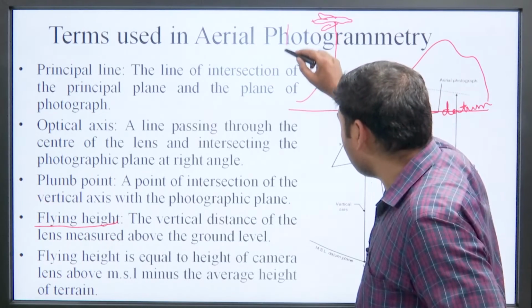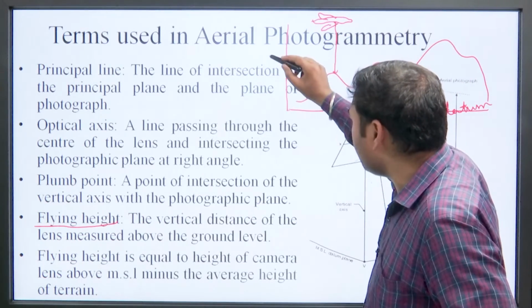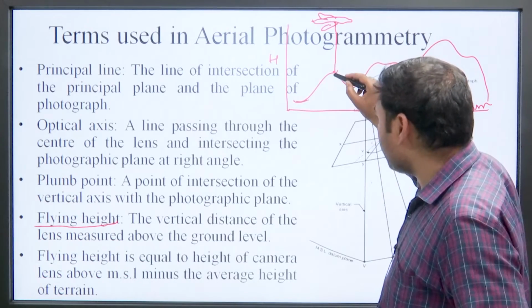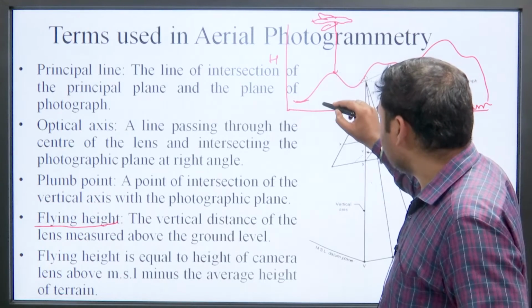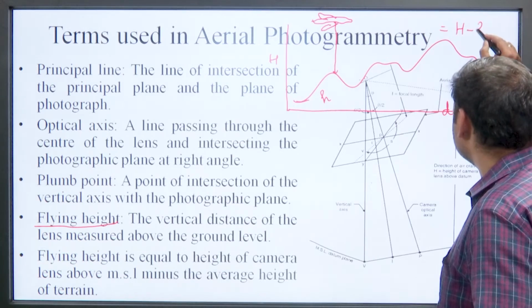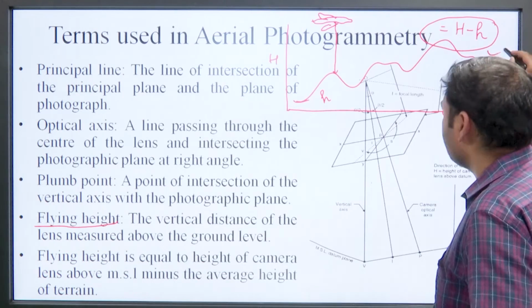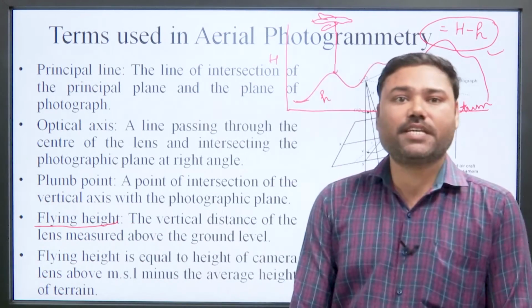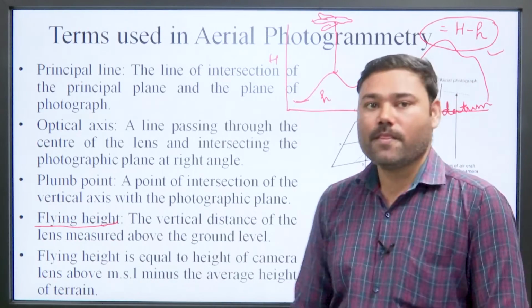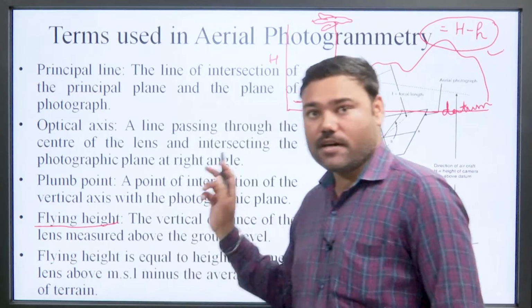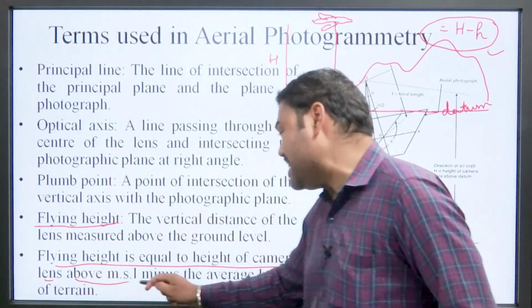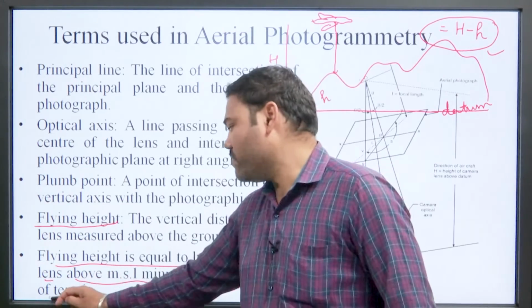For example, if the total height of the aircraft or camera is capital H and the height of the ground above mean sea level is small h, then flying height can be defined as capital H minus small h. So flying height is the vertical distance of the lens measured above the ground level. As we discussed, flying height can also be equal to the height of the camera lens above mean sea level minus the average height of terrain.